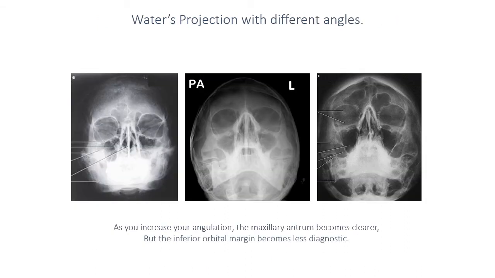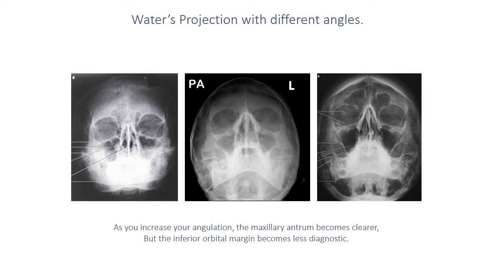So these three projections show the Waters projection with different angles. At the beginning, it's a relatively PA position. In the middle, a Waters projection with around a 20-degree angulation, and the image on the far right-hand side of the screen shows a much higher, perhaps a 30 or 40-degree angulation. So as you increase your angulation, the maxillary antrum becomes clearer, but the inferior orbital margin becomes a thicker structure and less able to be seen.